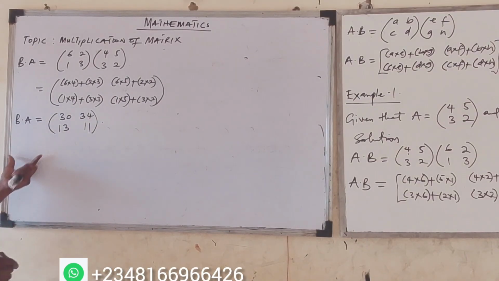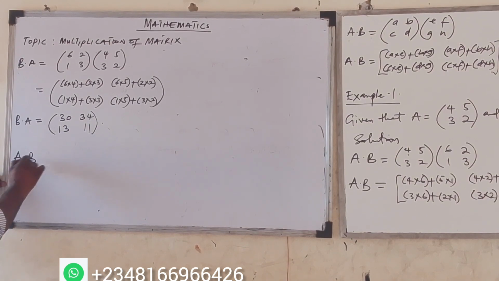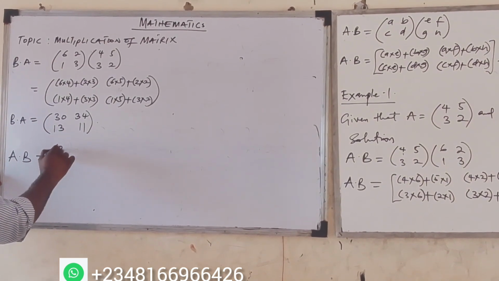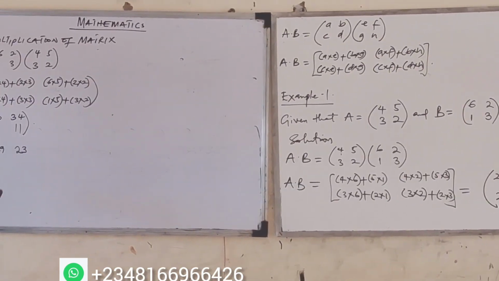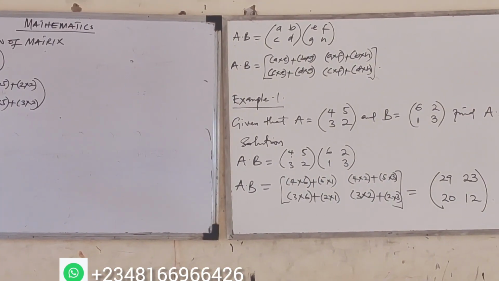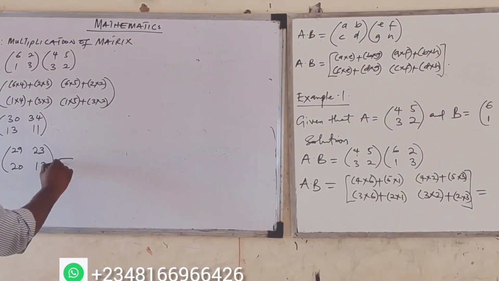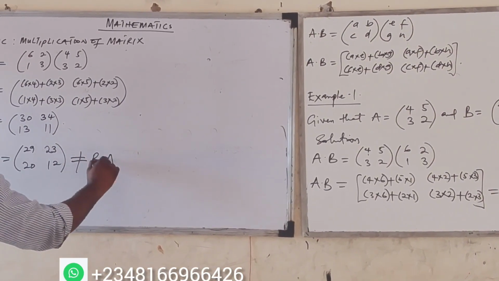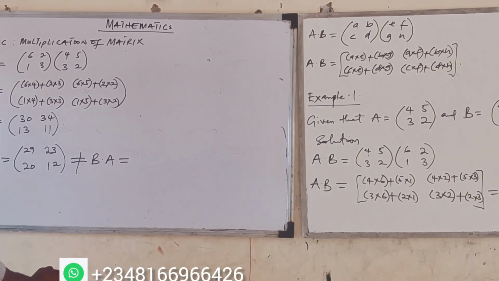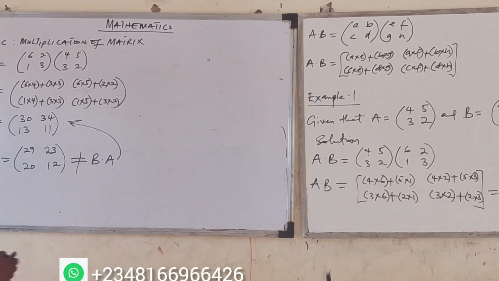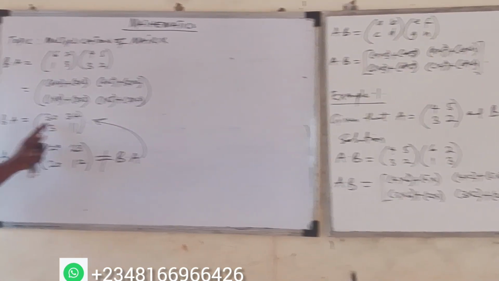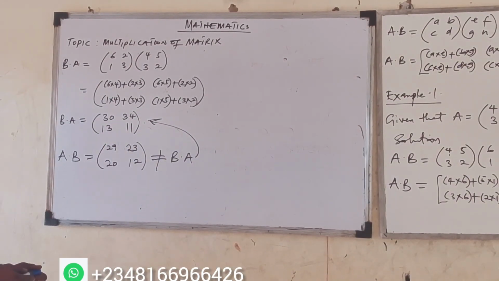So this is the value of B dot A. Now, as we can see, the value of A dot B, which is equal to 29, 23, 20, 12, is not equal to B dot A. And of course, B dot A is 30, 34, 13, and 11. So A dot B is not equal to B dot A.